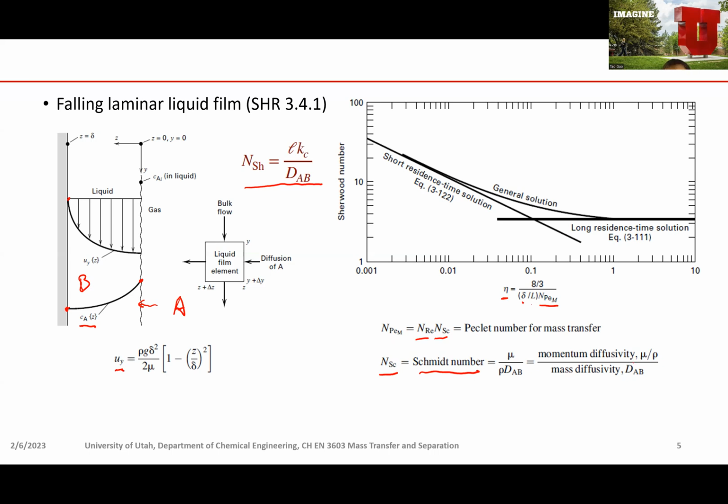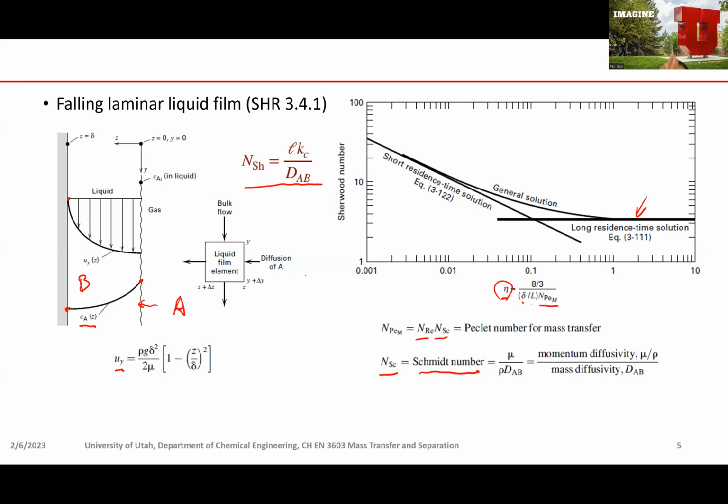Right. So from a lot of experiments, people have found that there's such a correlation here, as you can see. Depending on the condition, for the short residence time solution, you will have the Sherwood number dependent on eta in this line. For the long residence time solution, it's going to be a constant. So the Sherwood number will be a constant, which is about 3.14. Okay.